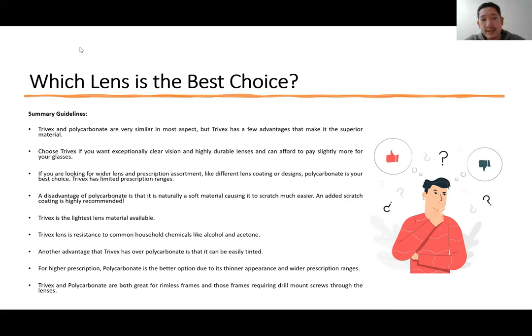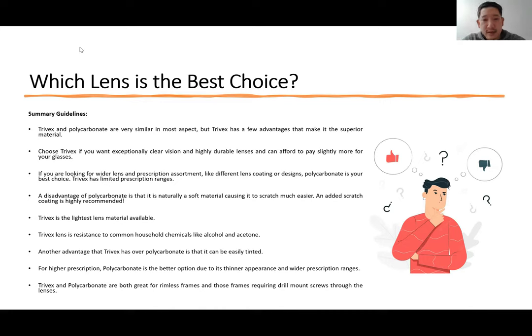Why? Because Trivex has very limited prescription ranges as of now, right? So if you're talking about sunglass lenses, photochromic lenses, different coatings, different designs, and the ranges of the prescription, polycarbonate lenses will definitely provide you much more options as compared to Trivex. One of the disadvantages of the polycarbonate lens is that it is naturally a soft material, causing it to scratch much easier, right? But it doesn't end there.